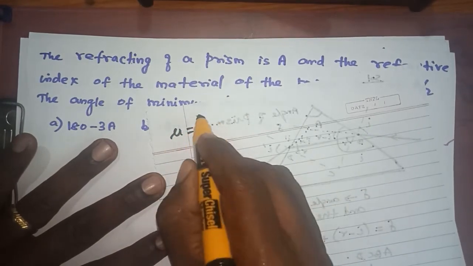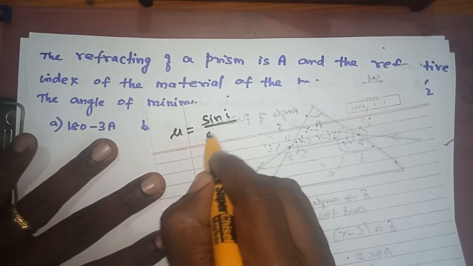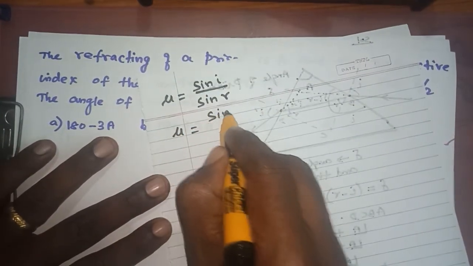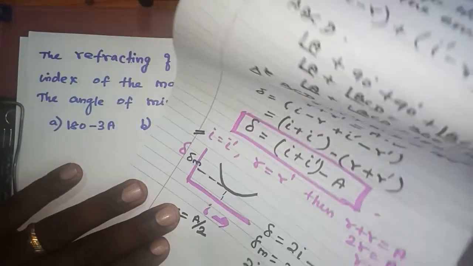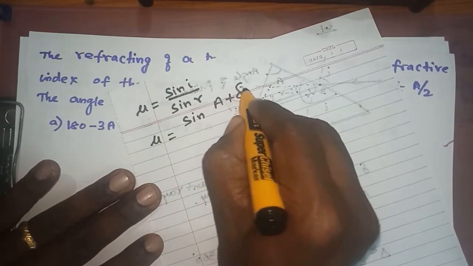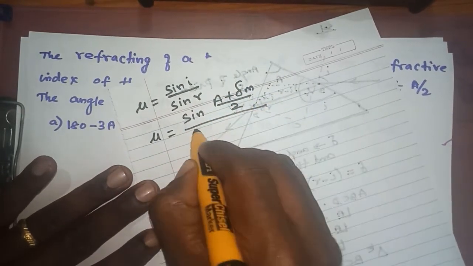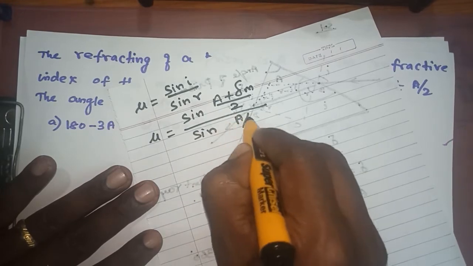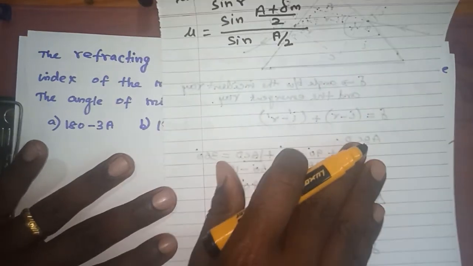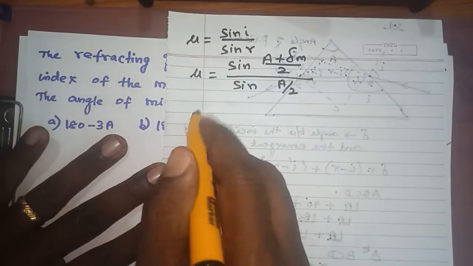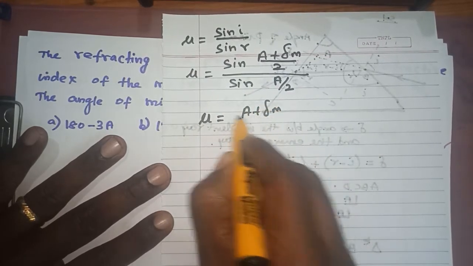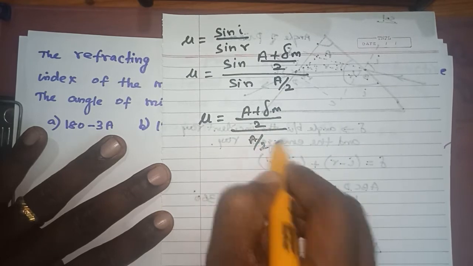Mu is equal to sin I divided by sin R. So mu is equal to sin I, which in the formula is sin of A plus del m by 2, divided by sin R, sin of A by 2. If the angle of the prism, angle A, is very small, then you can write mu is equal to A plus del m by 2 divided by A by 2.